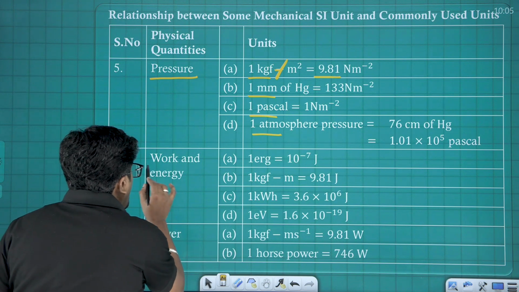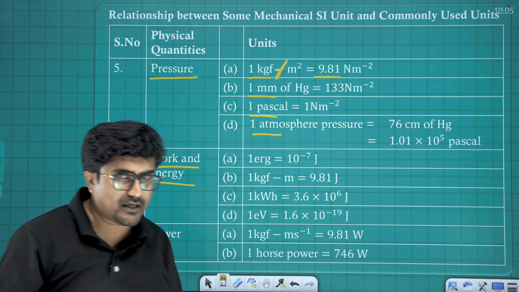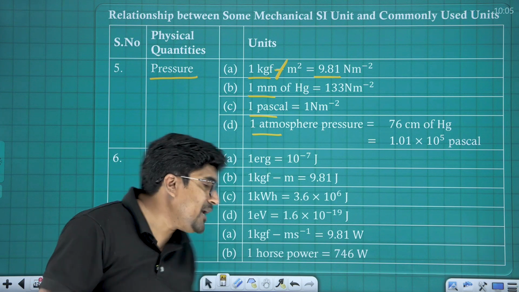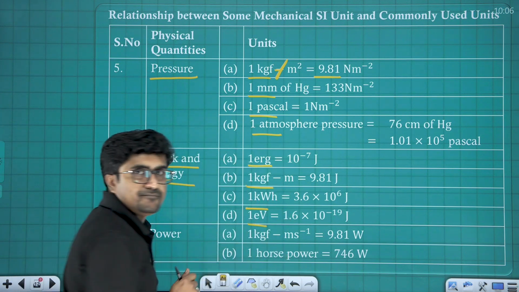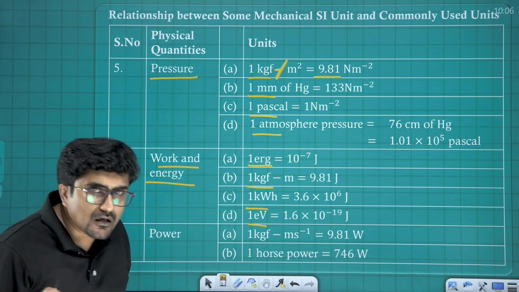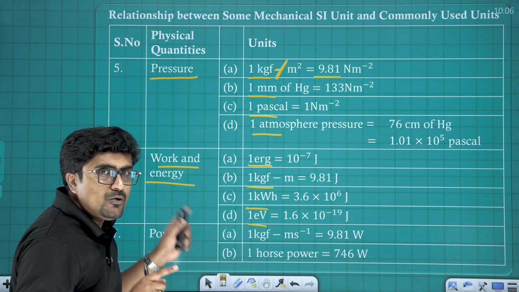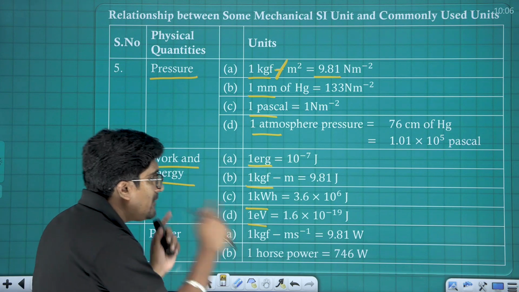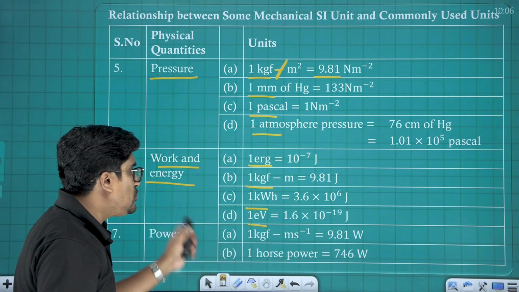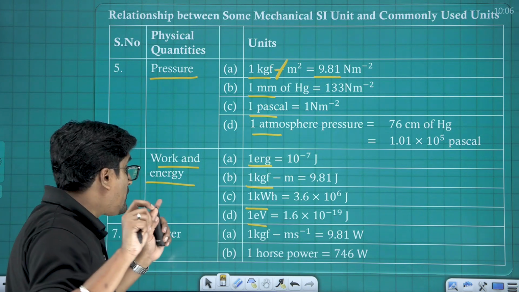Next is work or energy. Work as well as energy both are going to have the same unit, and here we have 4 in the list. First one is erg. 1 erg is 10 to the power minus 7 joule. Next is 1 kilogram force meter. It's not per meter, it is 1 kilogram force meter, that is 9.81 joule. Next is 1 kilowatt hour, that is 3.6 into 10 to the power 6 joule.